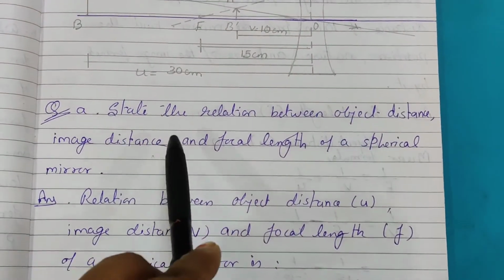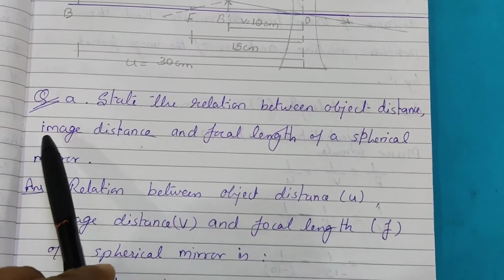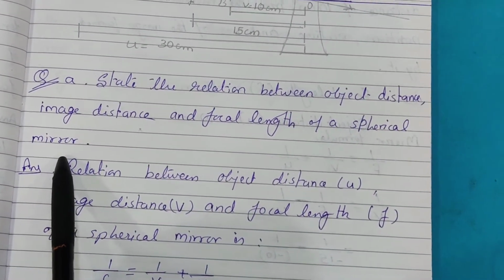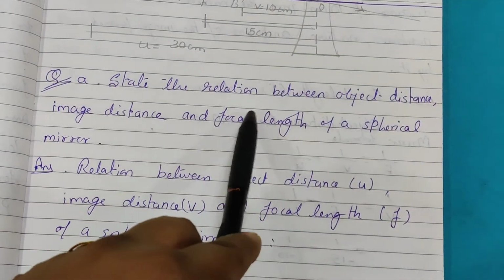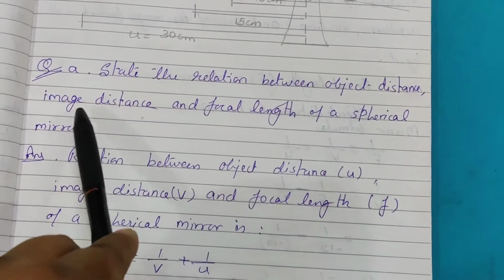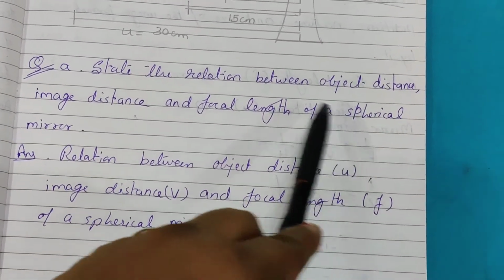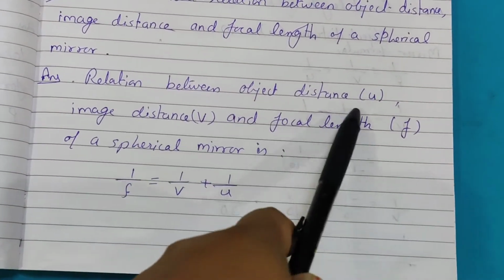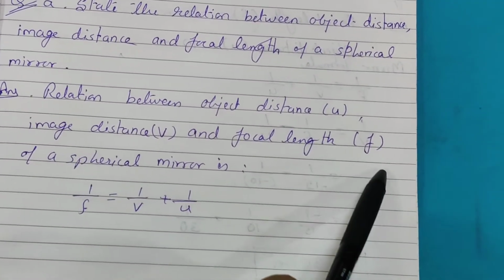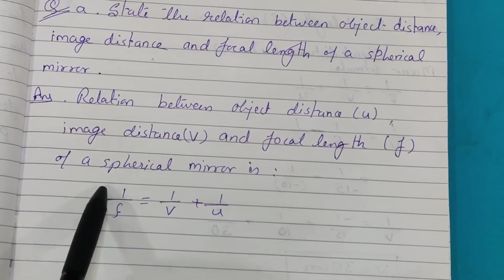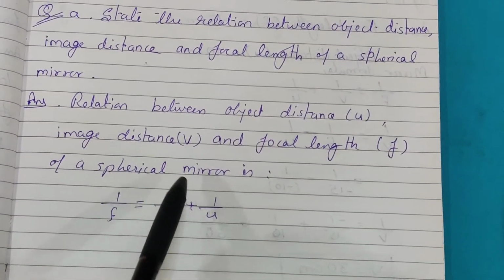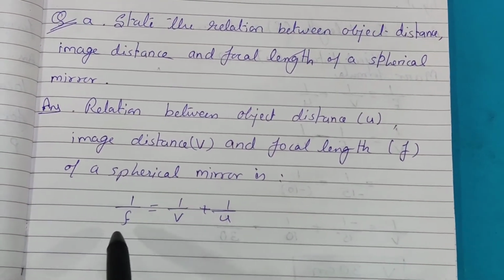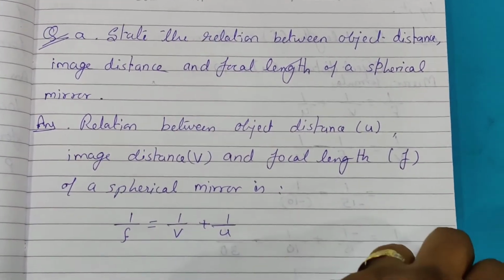So our next question is, state the relation between object distance, image distance and focal length of a spherical mirror. We have to find the relation between u, v and f of the spherical mirror. Relation of object distance u, image distance v and focal length f. So our formula is 1/f equals 1/v plus 1/u. This is the relation between u, v and f. So simple, right?